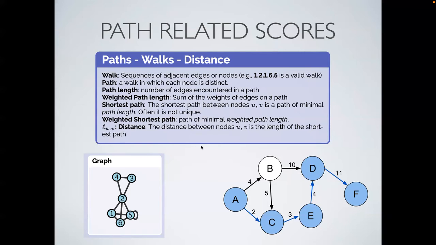The weighted path length is the sum of the weights that you encounter. The shortest path between two nodes is a path of minimal path length. This is often a notion we're interested in. So for instance, if you want to go from A to D, you can check what is the shortest path. There is one path like this, A, C, E, D. There is one path like this, A, B, C, E, D. And there is one path like this, A, B, D. So obviously the shortest path in this case is ABD. It's a path of length 2.